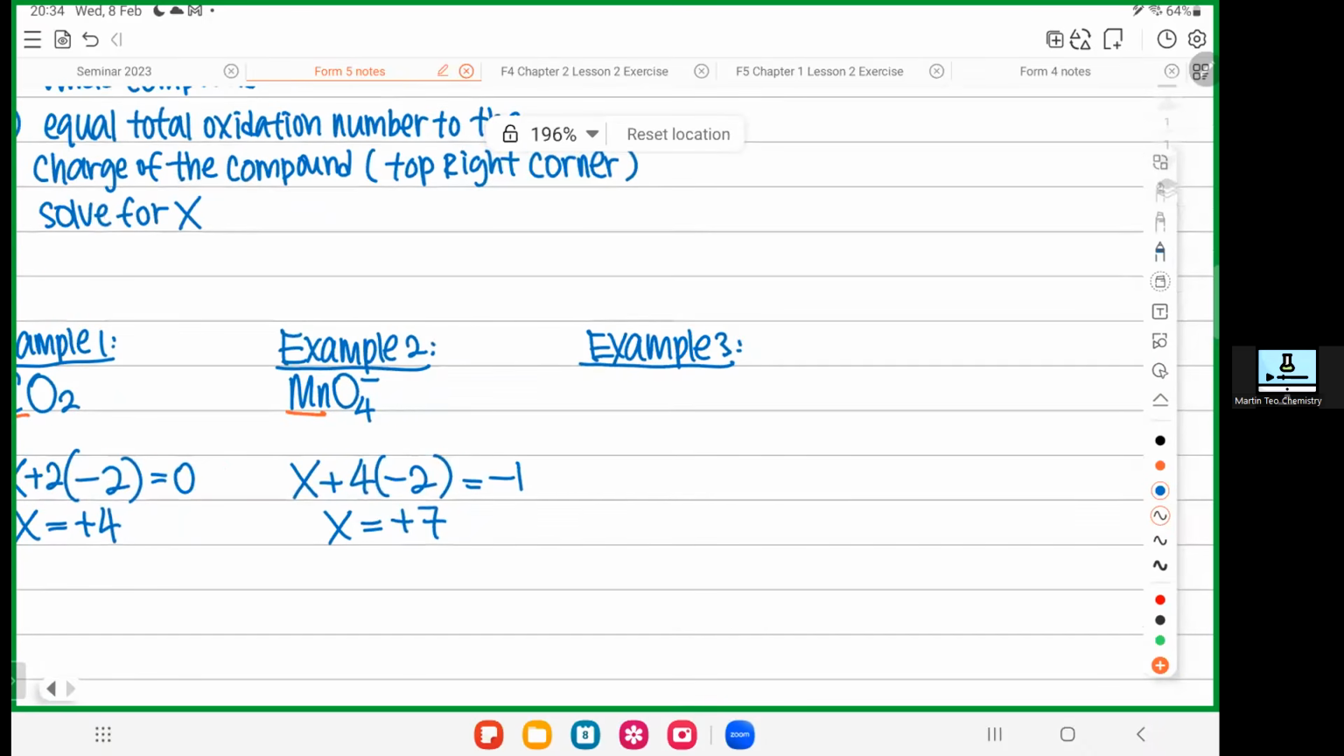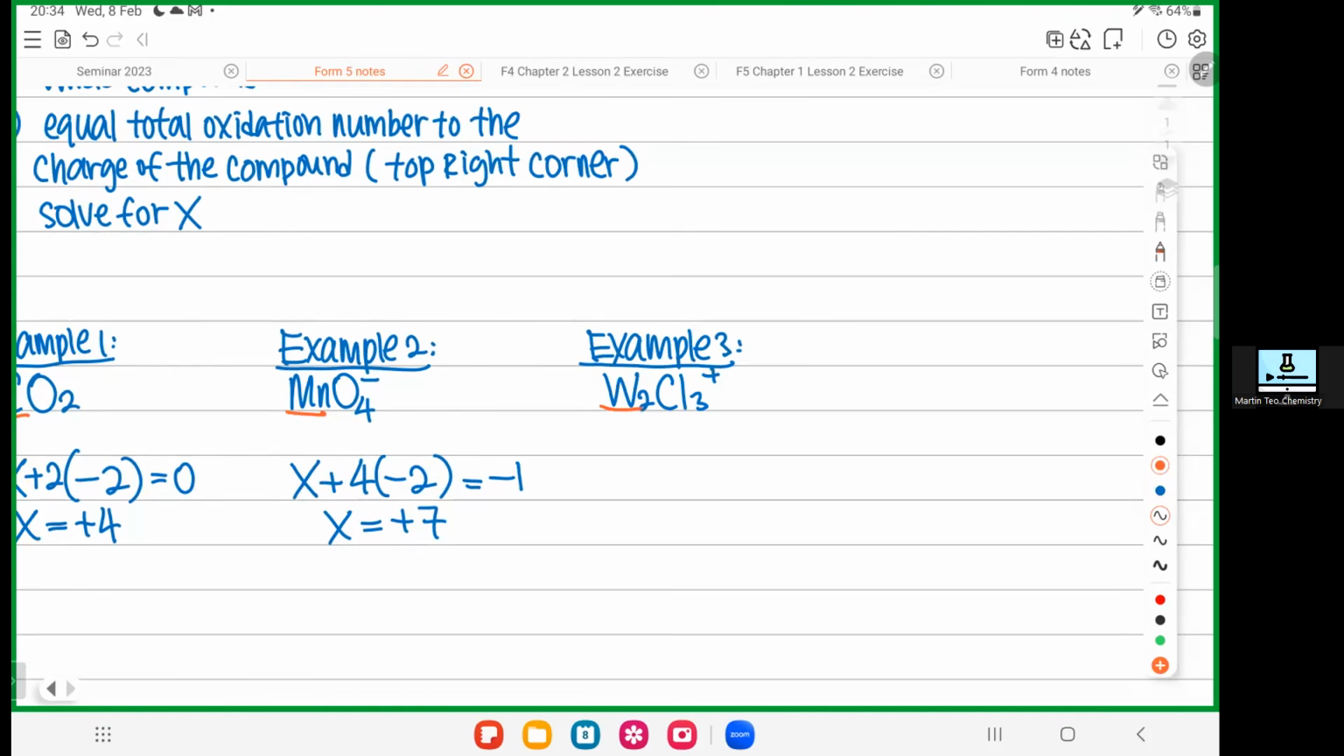Let's say I have a substance called W. I have 2 of it. Then I have chlorine, and I have 3 chlorine. And then this whole thing becomes a positive. So same thing, I want to find the oxidation number for W here.